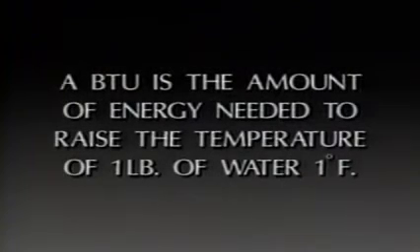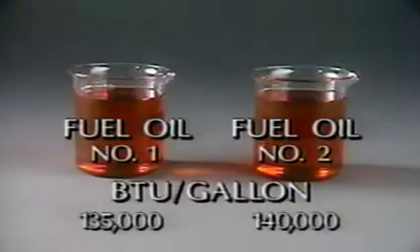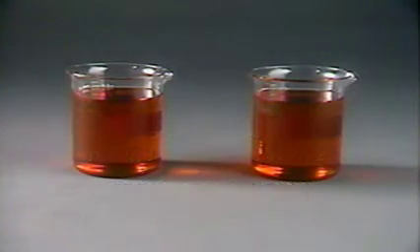First is energy content, measured in British thermal units, or BTUs. A BTU is the amount of energy needed to raise the temperature of 1 pound of water 1 degree Fahrenheit. BTUs are important when you calculate heat loss and burner firing capacity. In number 1 fuel oil, there are approximately 135,000 BTUs per gallon. In number 2 fuel oil, there are about 140,000 BTUs per gallon.